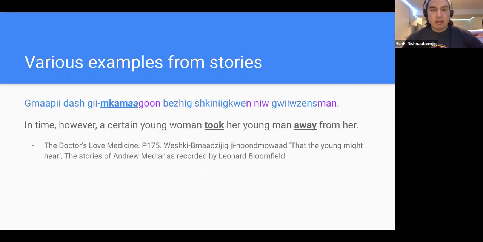So Gima Kumagun Bejik Eshki-nishnaabemjig. So it was the Eshki-nishnaabemjig that took away New Guzensman. Her, in this case, it means boy. Guzens means boy, but then the context of this story, saying like her man or her young man. That's how the speaker is kind of saying that.